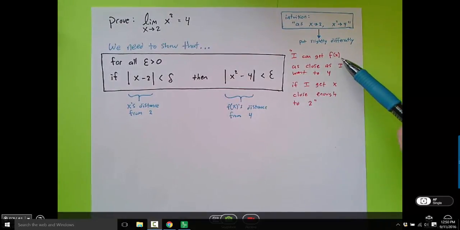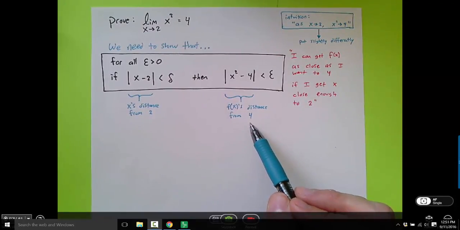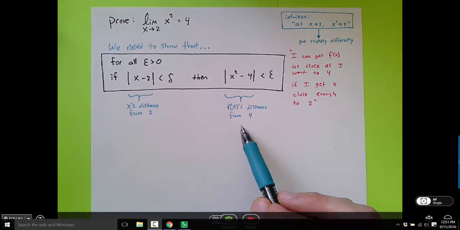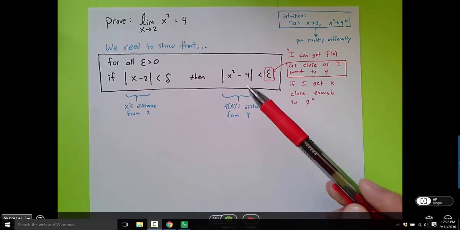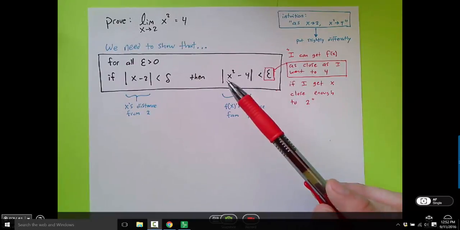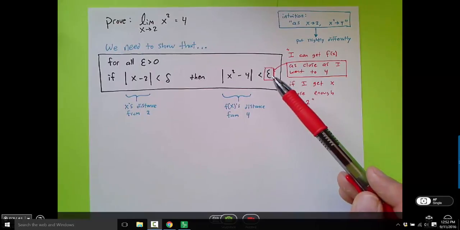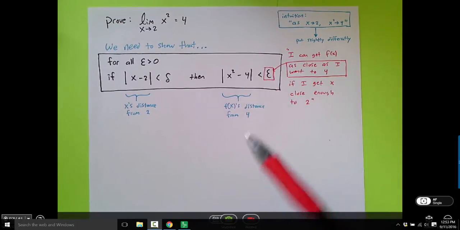So if I'm saying I can get f of x as close as I want to 4, a different way of saying that is that this distance of f of x from 4 can be as small as I want it to be. I can get this distance as close to 0 as I want. So put that way, this epsilon is a number that says how close do I want f of x to get to 4. Put differently, how small should this distance of f of x from 4 actually get? And by setting this epsilon to be smaller and smaller, we're saying that we can get this distance as close to 0 as we want it to be.